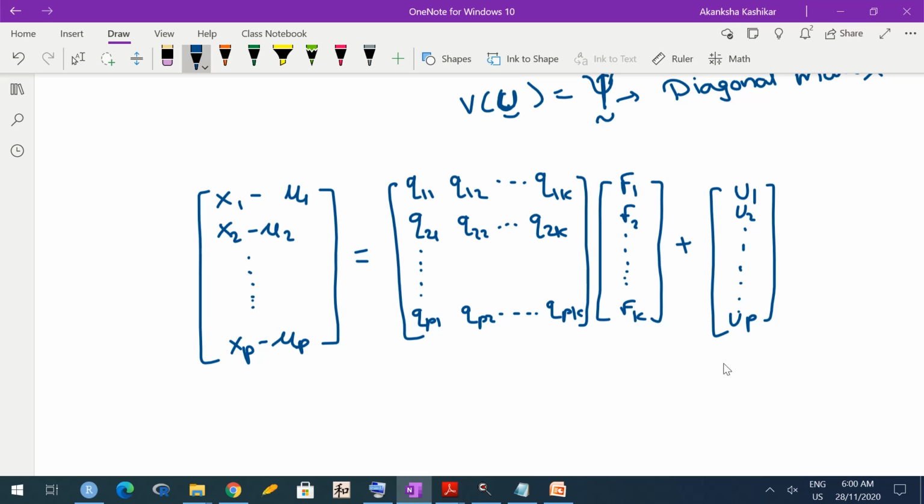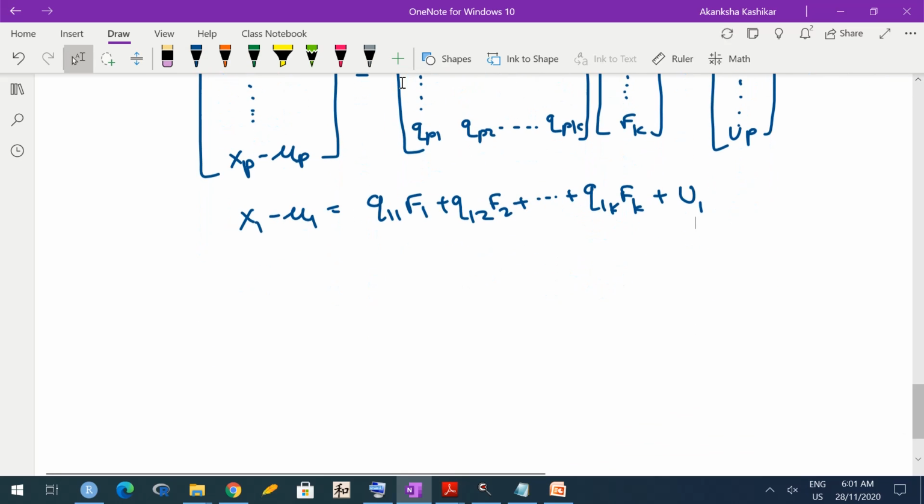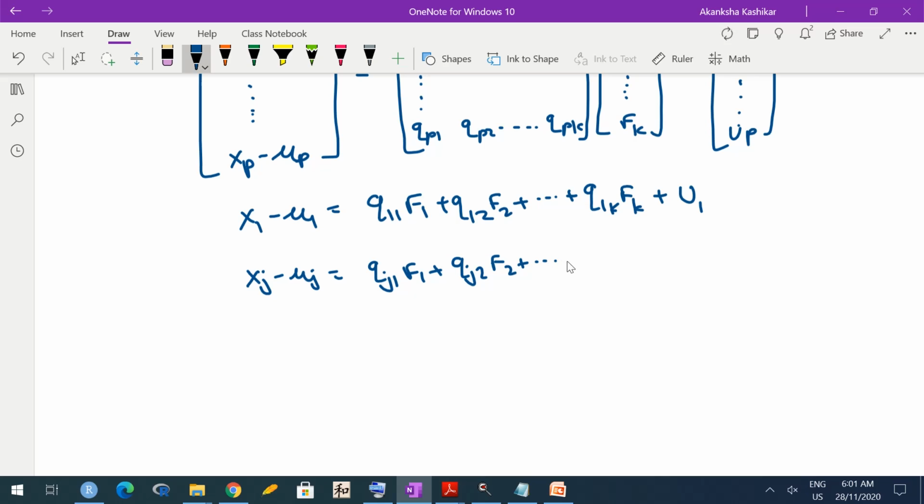Now, if we try to write down equation for a single variable on left hand side, for example, let me write for x1 minus mu1. It would be, by using matrix multiplication rules, q11 f1 plus q12 f2 plus q1k fk plus u1. So if I want to write in general for any jth variable, it would look like xj minus mu j is equal to qj1 f1 plus qj2 f2 plus qjk fk plus uj. Is it okay?